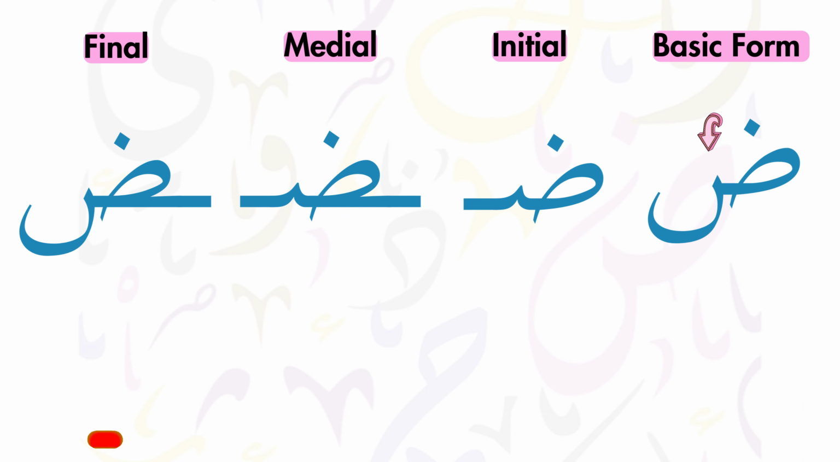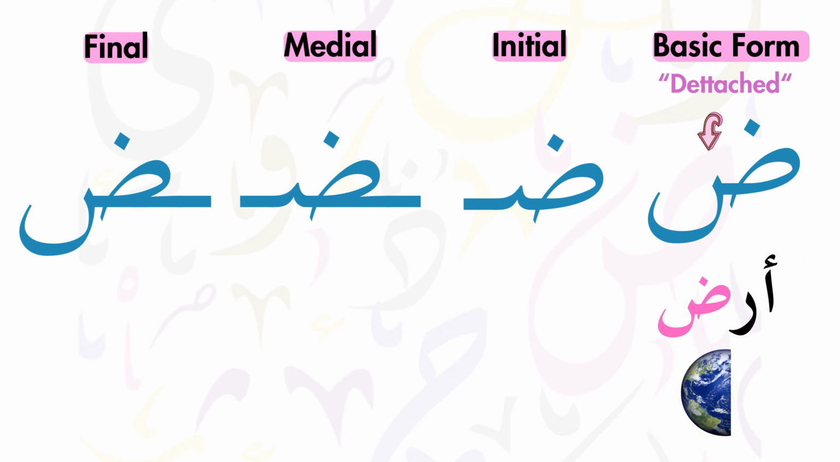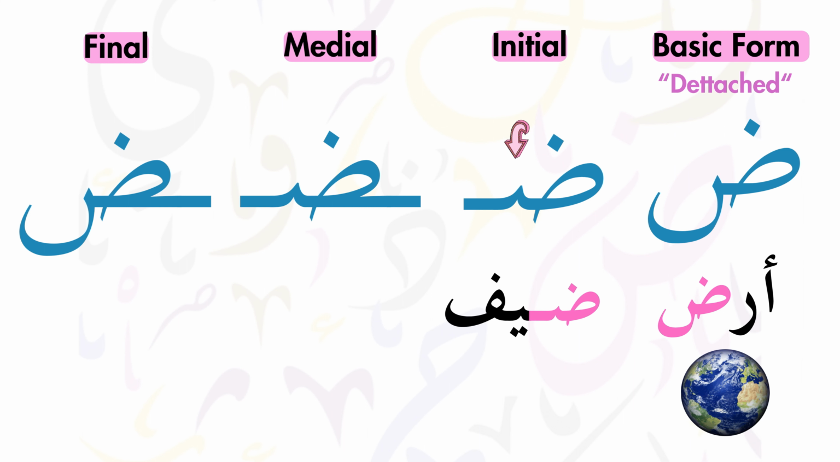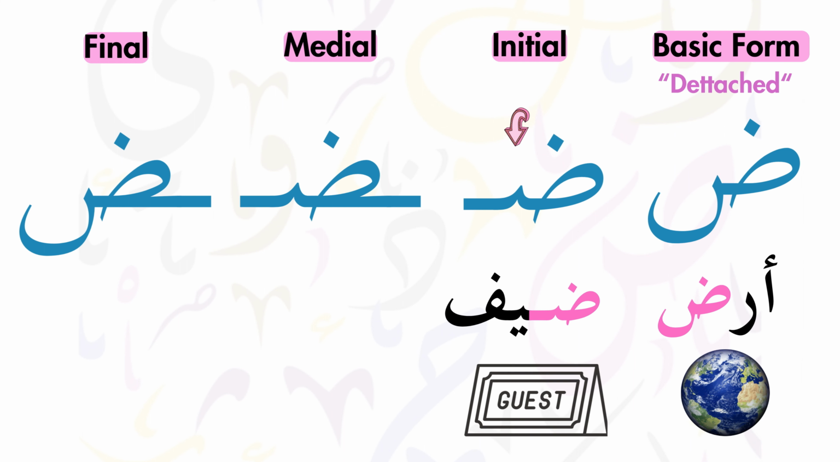First, the basic form, which is detached from any of the letters, like in the word أرض, which means earth. Then, the initial form, which is starting the word and has one hand from the left, like in the word ضيف, which means a guest.